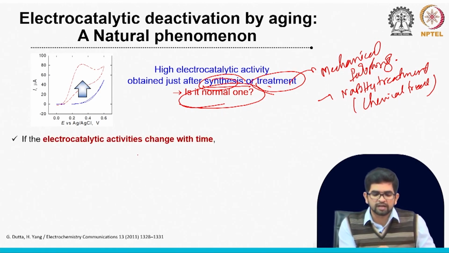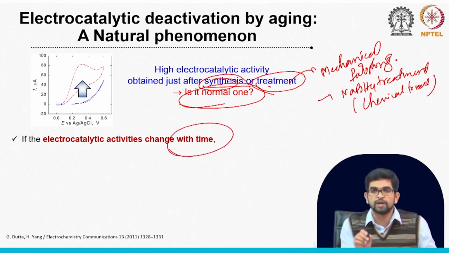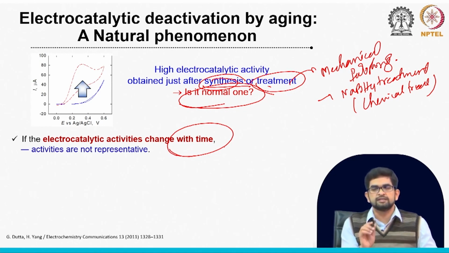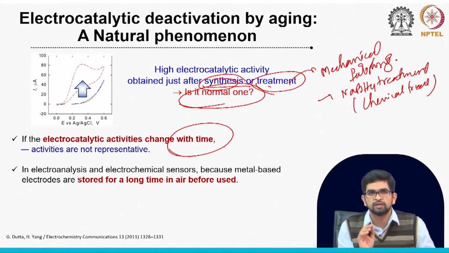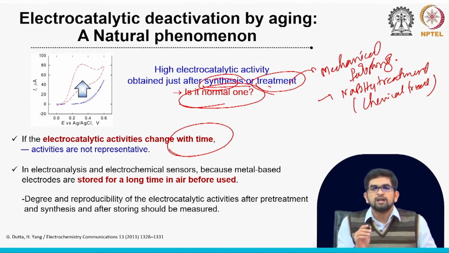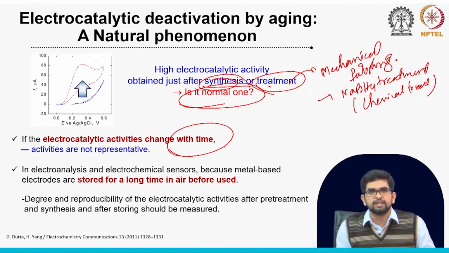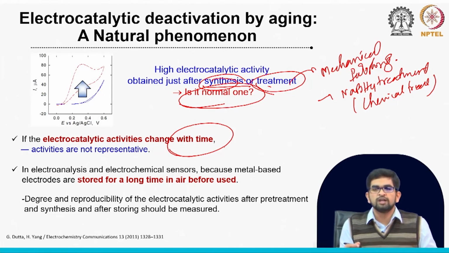If the electrocatalytic activity changes with time, you have to take care of this and properly investigate this phenomenon. If the activities that we are measuring are not reproducible from day to day, then there is definitely some cause. So we cannot store for a longer time. What is the degree of reproducibility of the electrocatalytic activities after the pre-treatment and synthesis if we store for a longer time?